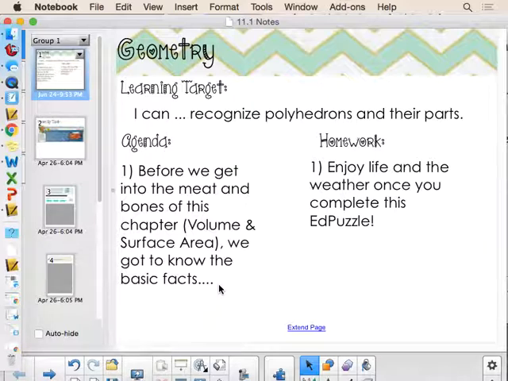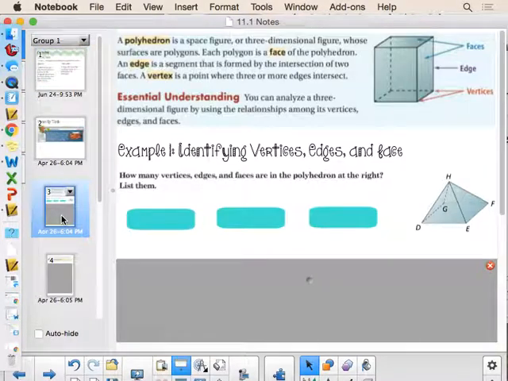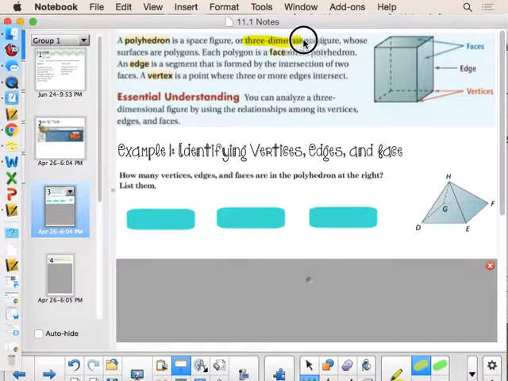Now, this whole chapter is all about volume and surface area, but before we get into that, we've got to know some of the basic facts. The first fact we really need to understand is what a polyhedron is, because this whole chapter is going to be about three-dimensional figures. Three-dimensional figures are how we're going to find volume and surface area. Another word to know for them is polyhedrons.